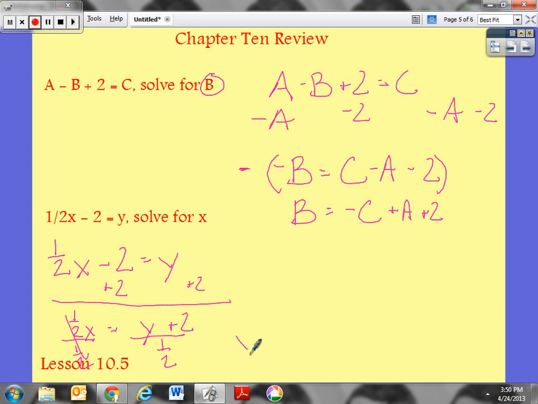These cancel out, so I have x is equal to, now I'm going to divide by a half, so really multiply by its reciprocal, or the inverse of 1/2, which is 2. So I multiply that whole side by 2, so that's y plus 2. We multiply that by 2, so I have x is equal to 2y plus 4.